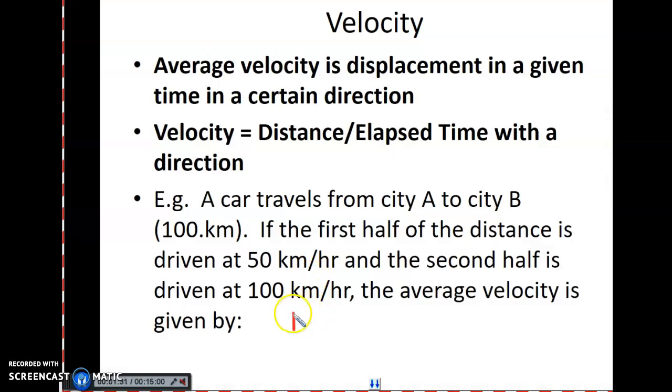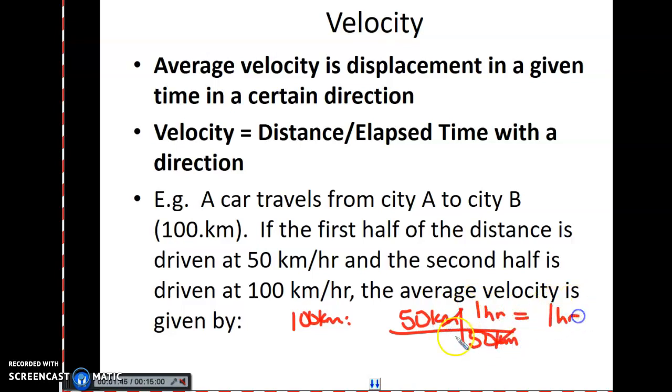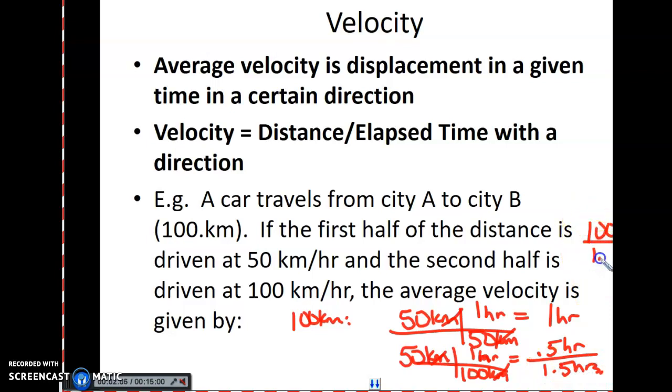So for instance, if I were to say I'm going to travel 100 kilometers, but for half of that trip, I'm going to do it at 50 kilometers per hour. That would take me an hour. And then I'm going to do the last 50 kilometers of it, but for some reason, I'm just going to really get faster here, at 100 kilometers per hour. I'm going to do that in half an hour. So totally the trip takes me 1.5 hours. Well, I've covered 100 kilometers in 1.5 hours, and so my average velocity is 67 kilometers per hour.